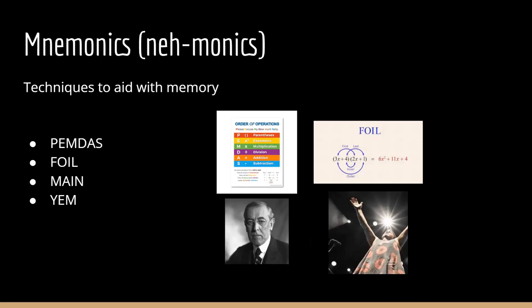FOIL. So you might have used the box method too, but foiling is the way that I learned it, of how you can multiply two things. I should probably be more specific, but two binomials. Well, they don't have to be binomials. I'm getting off track. Okay, what do you know? That's what these are, mnemonics. And then MAIN. Maybe you remember the main causes of World War One. Did you learn that?